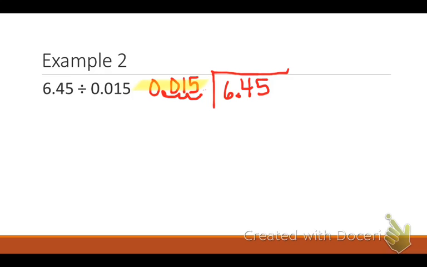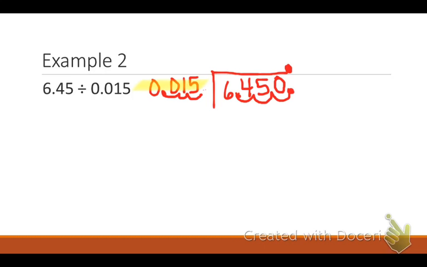Okay. Since I moved it there, I also have to move it on the inside of my house, the dividend. So I'm going to move it 1, 2, 3. I need to put a 0 here because I needed that extra space. And now my decimal is going to go straight up, and it's going to be here in my answer. And again, it's here, so I can add zeros if I need to later on.